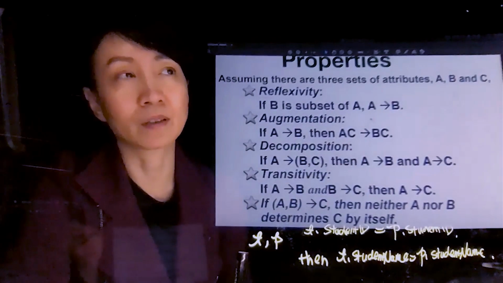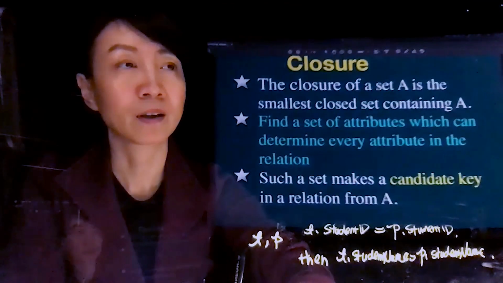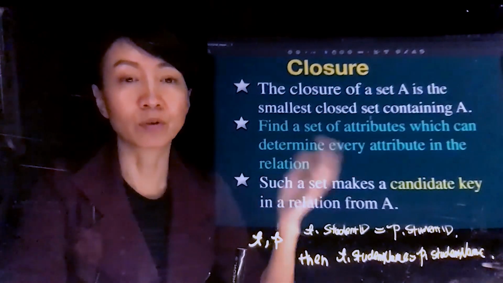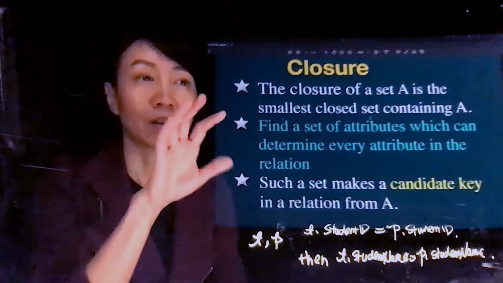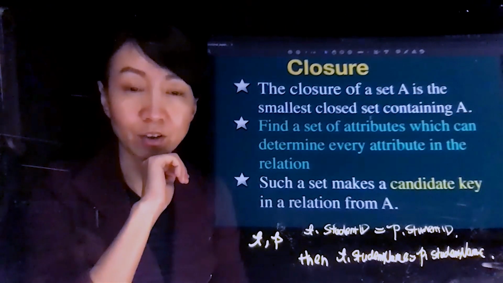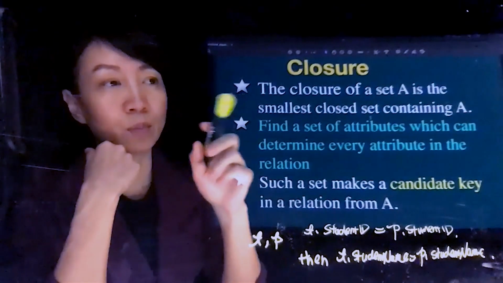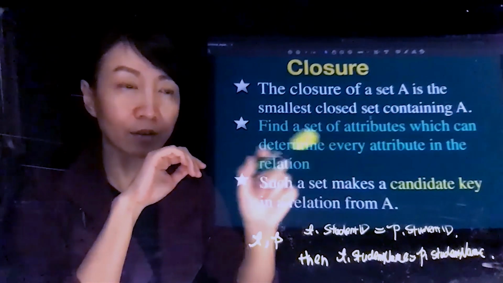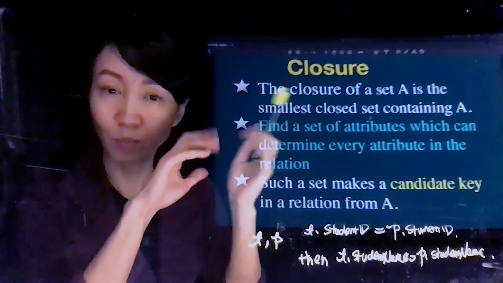When do we use these properties? The relational data model is based on relational algebra. So we actually apply FDs and these properties to discover the primary key for a relation. Okay, what is a primary key? In theory, a primary key is a set of attributes which can determine every attribute in the relation. This set is a primary key.